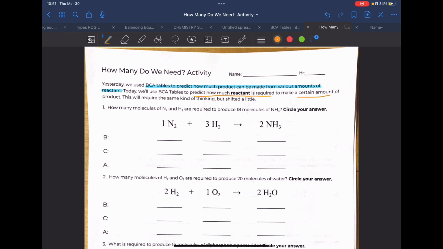So it's the same kind of thing. We're still using BCA tables. It's still stoichiometry. But the steps for using the BCA table are a little bit different. We've got to shift our thinking a tiny bit, and I'll show you what I mean here. Number one asks, how many molecules of nitrogen and hydrogen are required to produce 18 molecules of NH3?